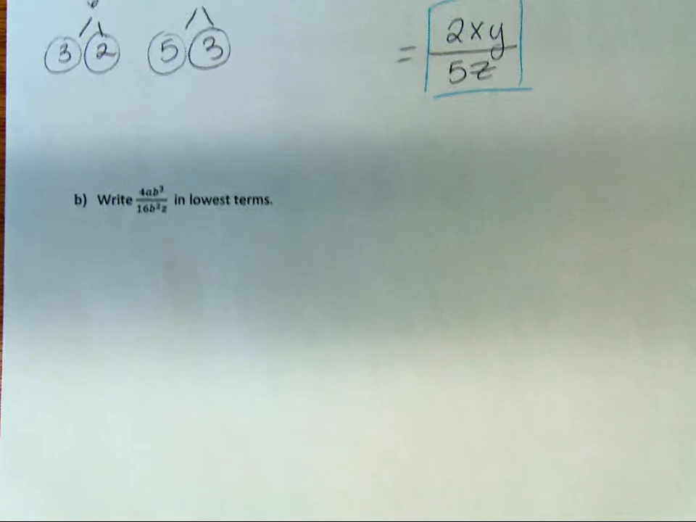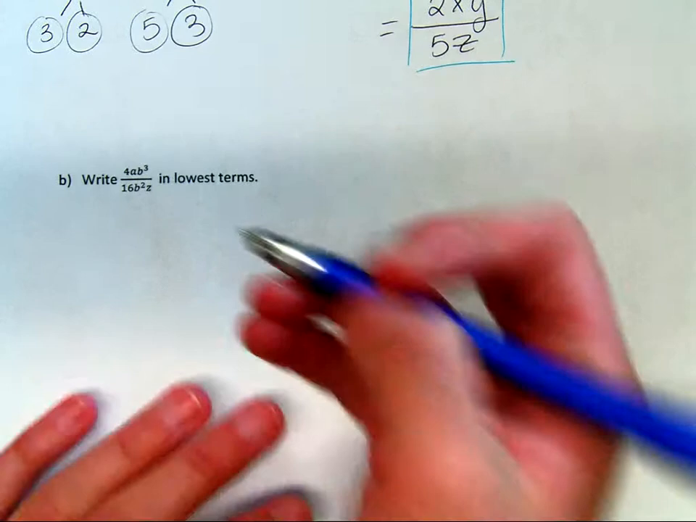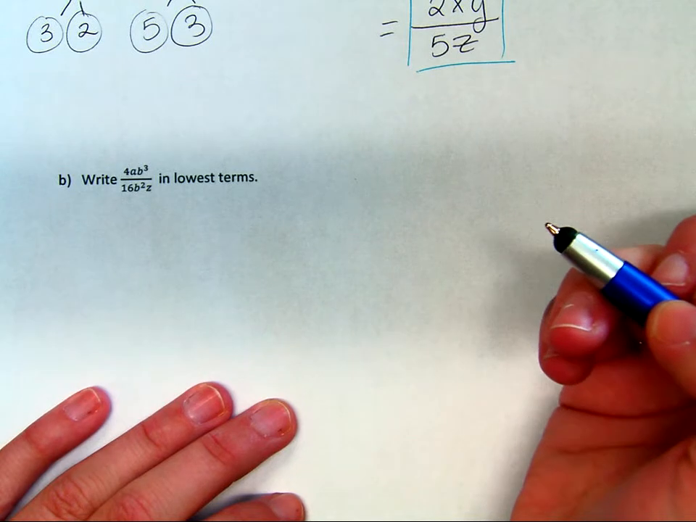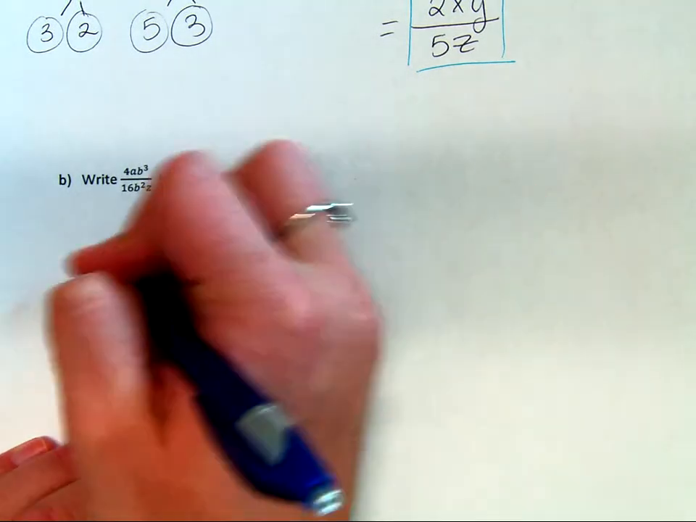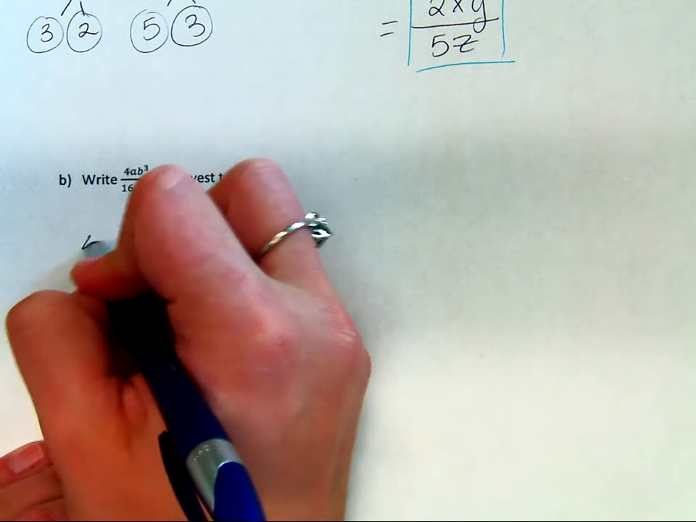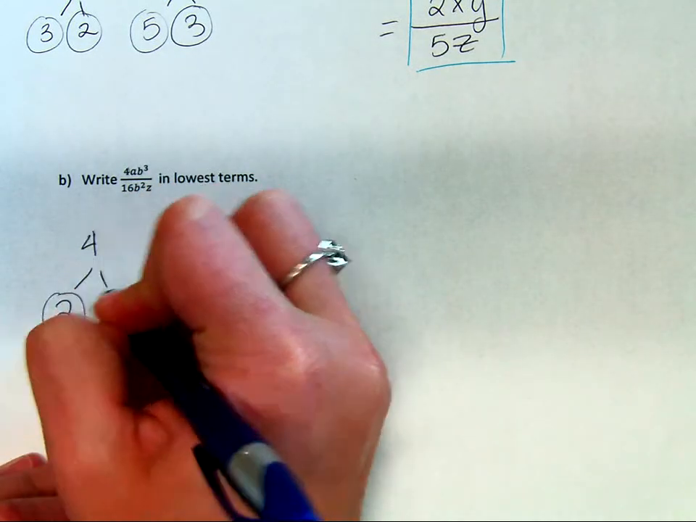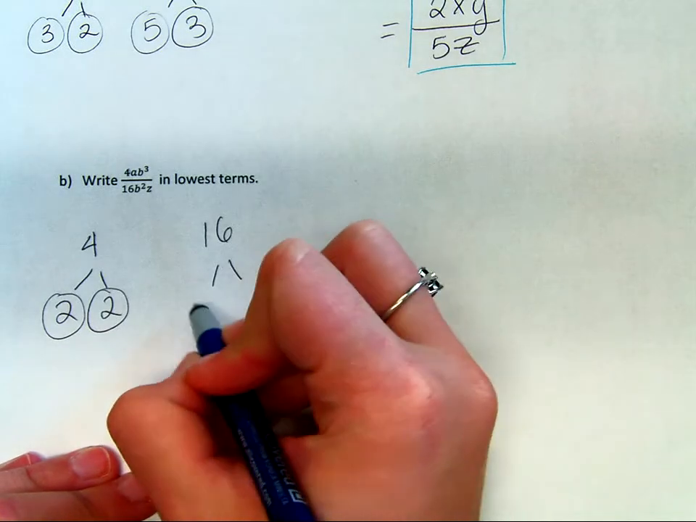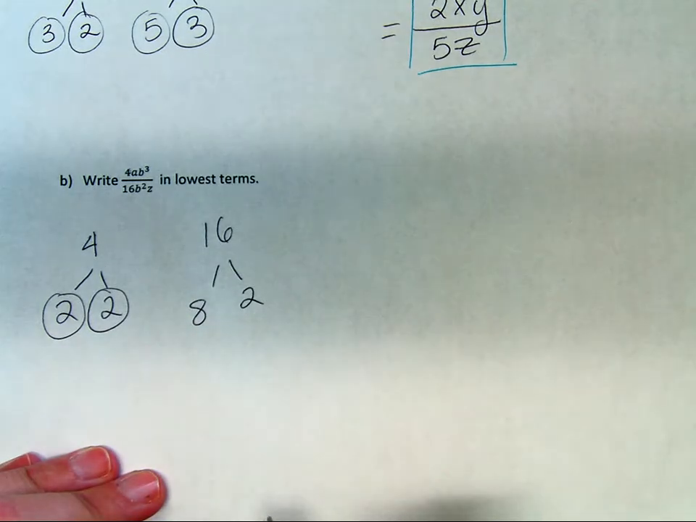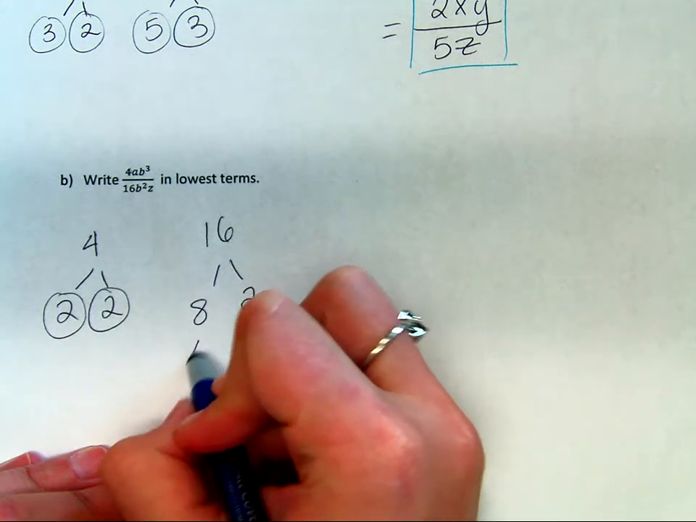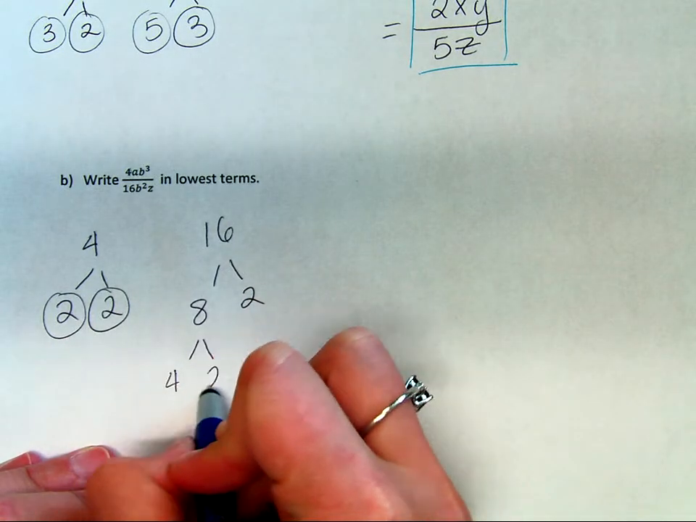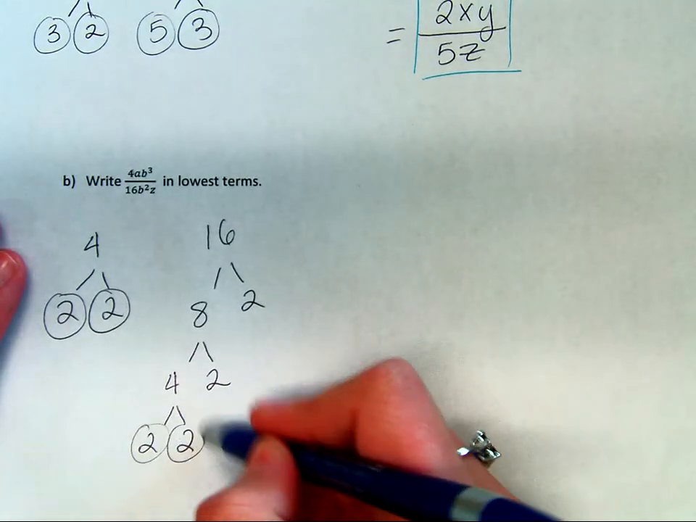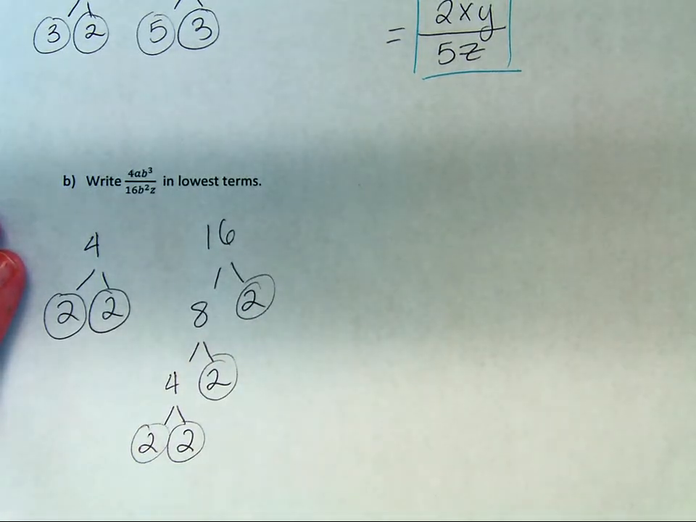Okay, next we'll do one more example like this, where I have to write 4ab cubed over 16b squared z in lowest terms. Okay, well, first I need to break up the coefficients and put them in terms of their prime factors. 4 is just 2 times 2. 16 I can break down a bit more. Maybe I might start with 8 times 2. You might do 4 times 4. Doesn't matter. 8 is 4 times 2, and then 4 can be broken down into 2 times 2 as well. Now all the ends of my branches are prime, so I circle them.